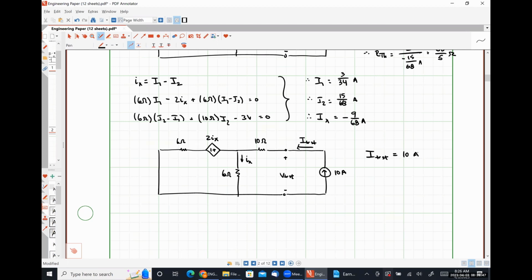So we could do nodal, we could do mesh. Let's do nodal for two reasons. A, we haven't done nodal today, and B, we're solving for voltage, and nodal analysis lets us solve for voltages directly. So let me identify my nodes here really quickly.